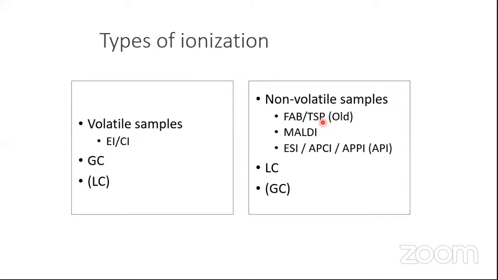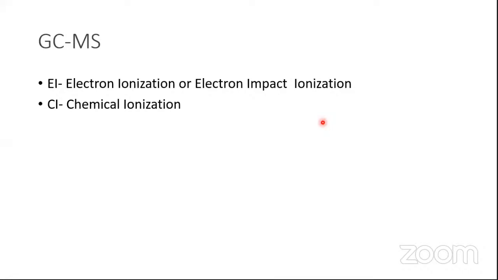Okay, let us go ahead and talk about what EI is. As I said, EI is used for volatile compounds. It is used with GC-MS, because GC is the technique which is able to separate all the molecules which can be vaporized or evaporated. So for GC-MS, we have two techniques: EI, electron ionization or electron impact ionization, and CI, which is chemical ionization. Let us talk about EI first and then go to CI.